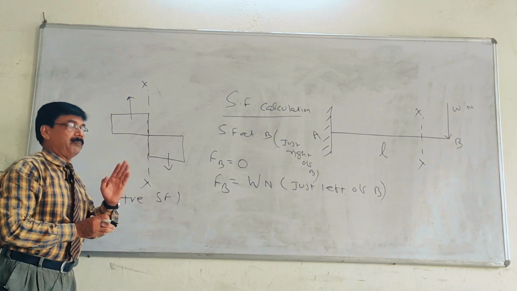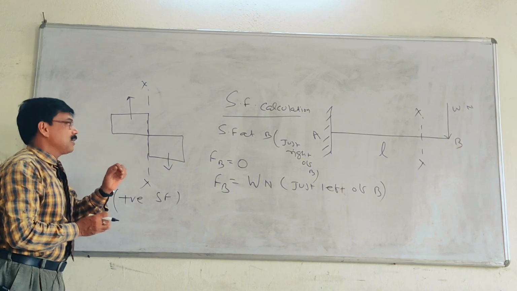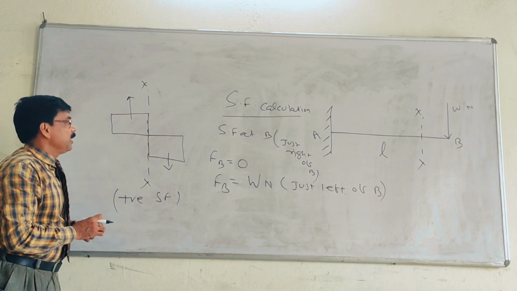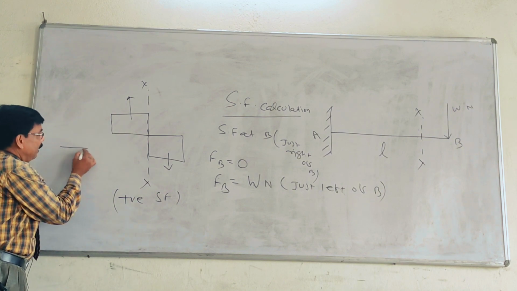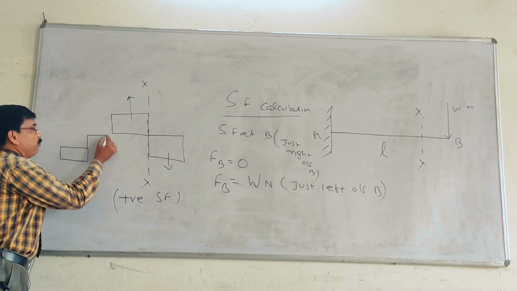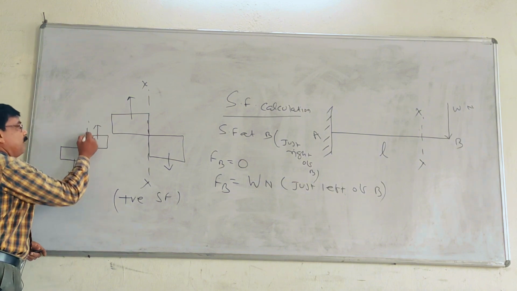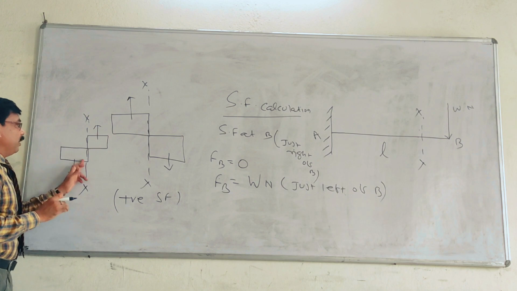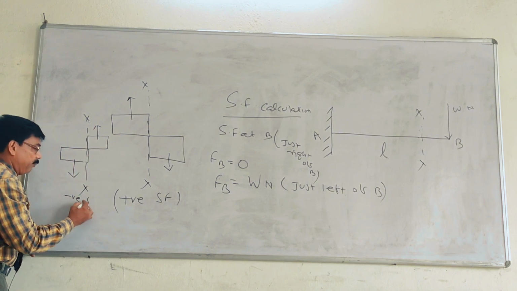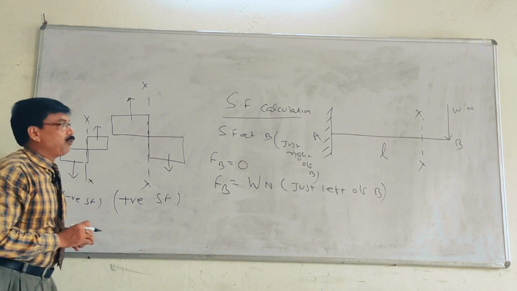Different books use different sign conventions; some books take just the opposite. Here, right of the section coming down and left of the section going up is positive shear force. Similarly, left of the section coming down and right of the section going up, the shear force value will be negative. This is the sign convention.